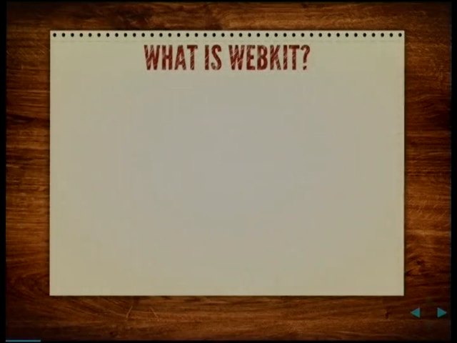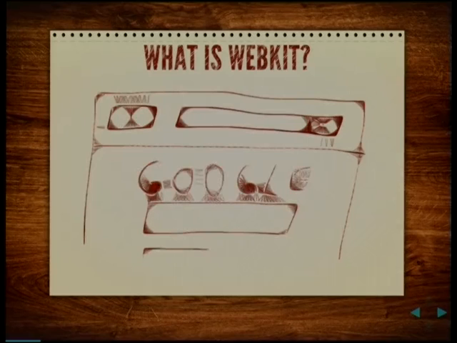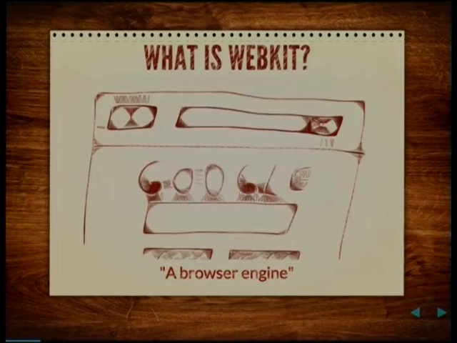But first, what is WebKit? You at least know the name. A lot of people still believe that WebKit is exactly what you see here: a window, some buttons, maybe back and forward, an address bar, and then some kind of area that draws your web page. But the truth is, WebKit is just the part that draws the page in this area. Everything else is a browser. WebKit is a browser engine.